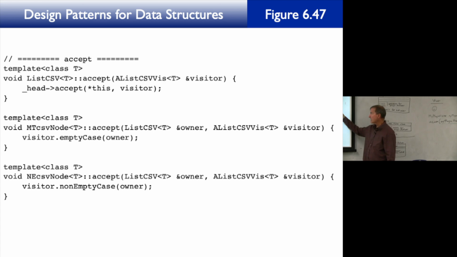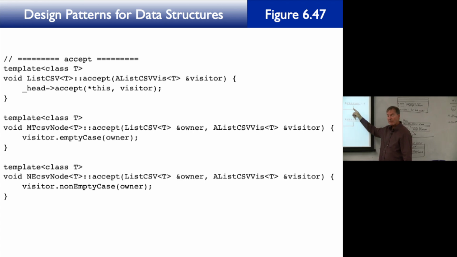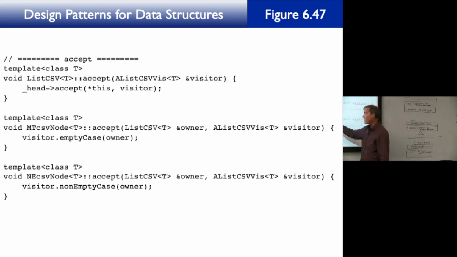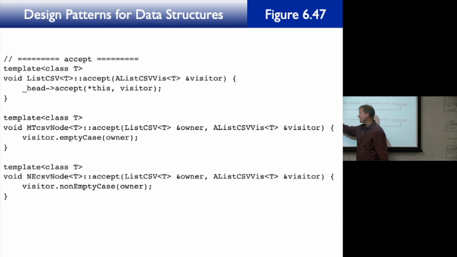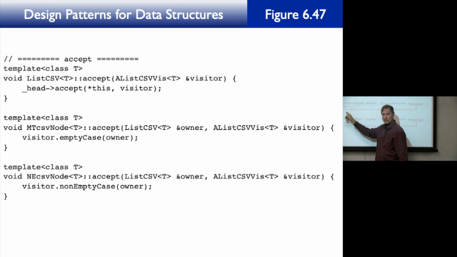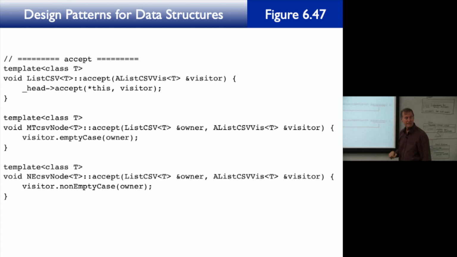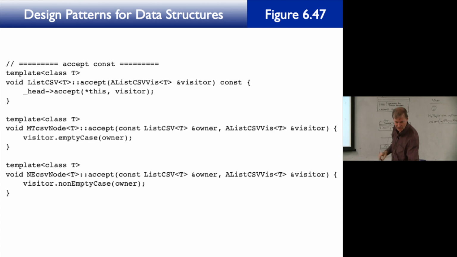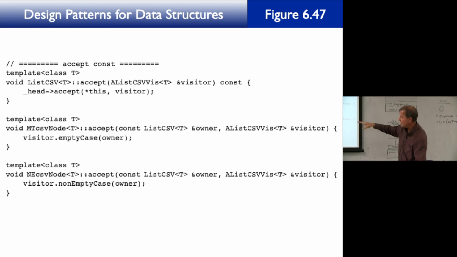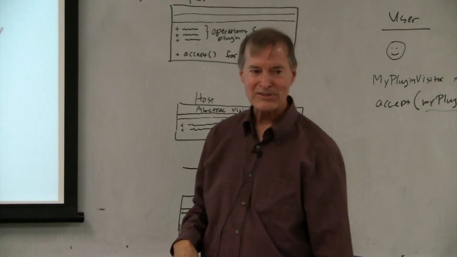Because accept takes an object with methods as a parameter, and then uses that object, visitor dot empty case, and passes on owner. Yeah. So that's it, and then there's the const version, which is the same thing, okay? And now we'll continue this tomorrow.